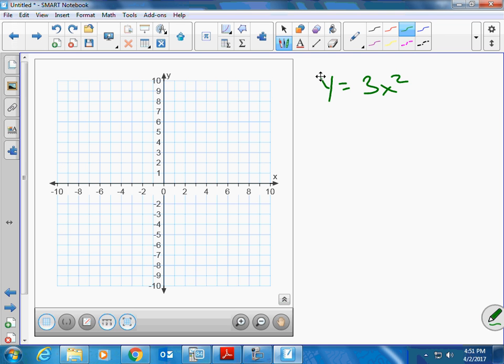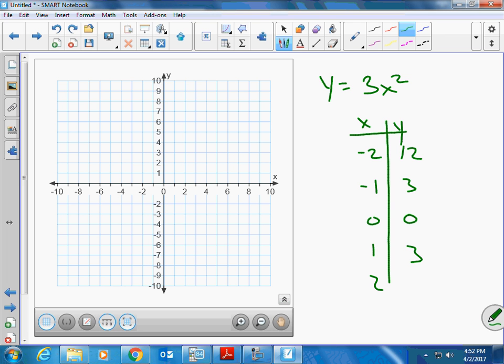It triples all the x values, or sorry, y values, right? So when x is -2, y was 4, now it's 12. When x is -1, y was 1, now it's 3. When x is 0, y was 0, now it's 0 still. 1, 3, 2, 12. So it's 0, 0, 1, 3.